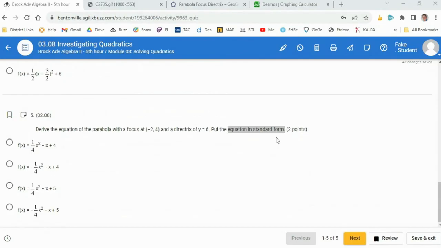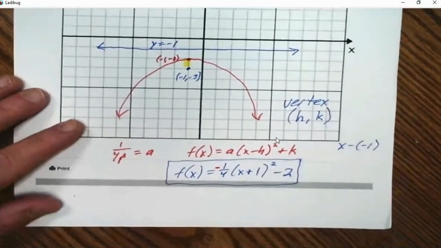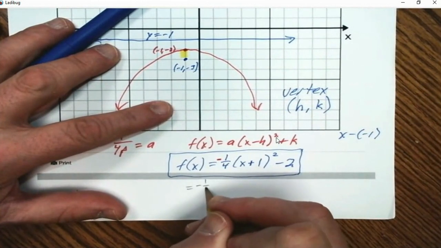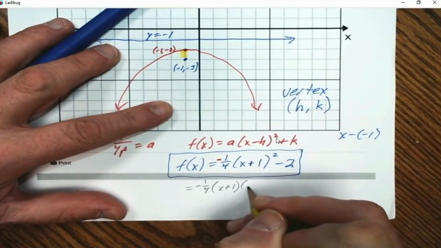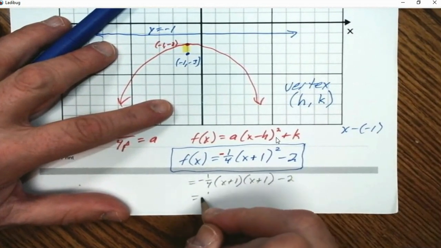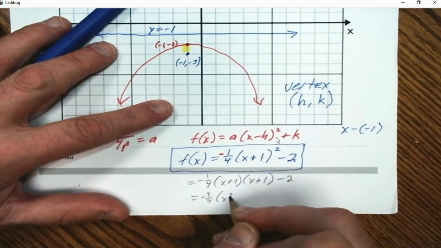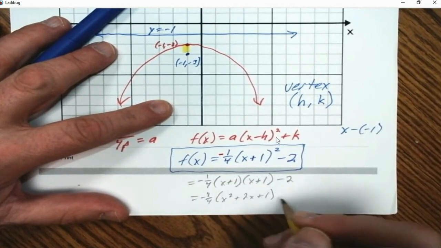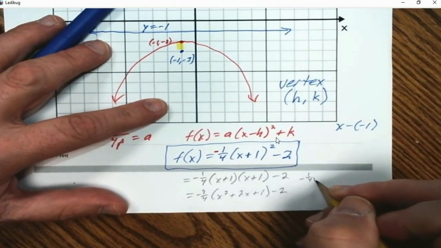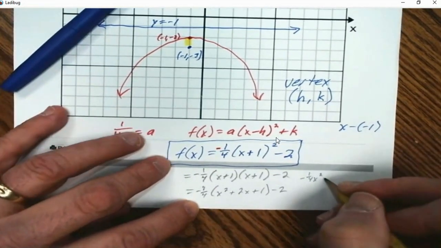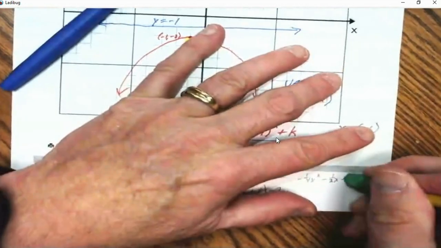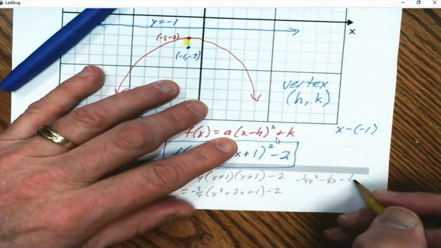Now, if you remember how to do that, we can look at that real quick. All we have to do is do the math. You would take this and say, okay, so it equals negative 1/4 times x plus 1 times x plus 1 minus 2. And then you'd multiply those together. Negative 1/4 x squared plus 2x plus 1 minus 2. Distribute that. Negative 1/4 x squared. Negative 1/4 plus 2 is negative 1/2 x plus 1. Oh, minus 1/4. Minus 1/4 minus 2.